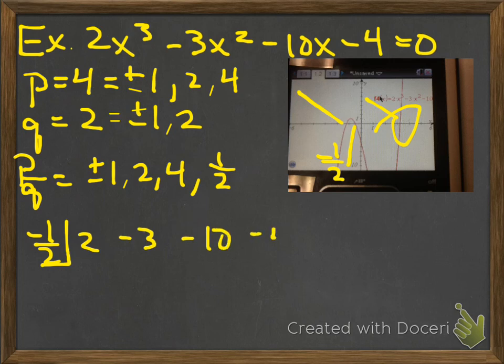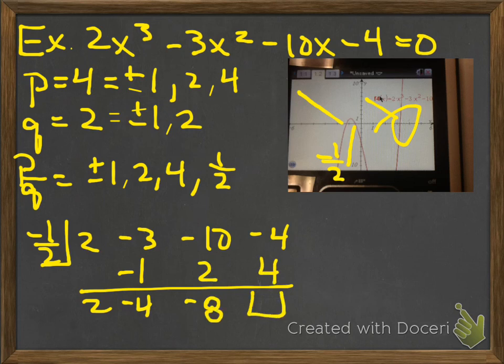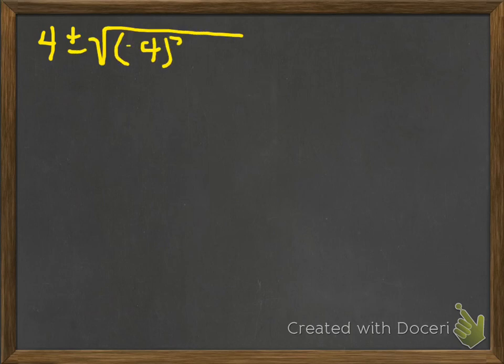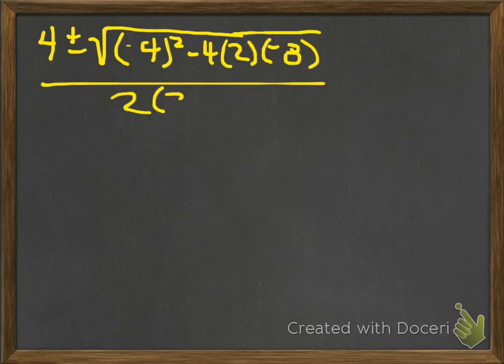So I go through my synthetic division, and negative 1/2 does work. Then this becomes 2x squared minus 4x minus 8. So my A, B, C, go through your quadratic formula. I'm going through the quadratic formula, and basically you just plug it in and simplify, which you'll see me do.